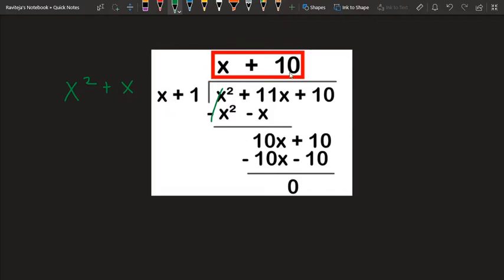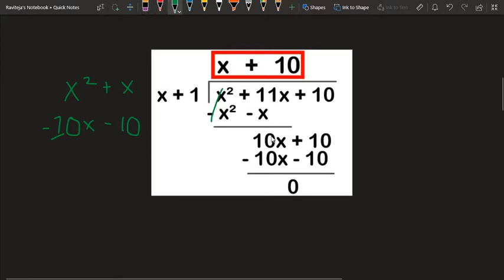Well, as you can see, we multiply x plus 1 by 10. Well, x plus 1 times 10 is 10x plus 10. And as you can see, that makes sense because, remember, we're subtracting this from our dividend. So we actually reverse the sign, so this would become a negative 10x, and this would become a negative 10.